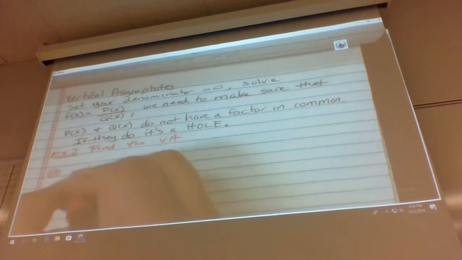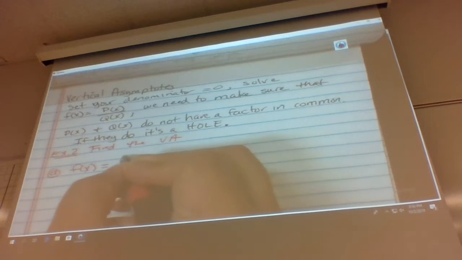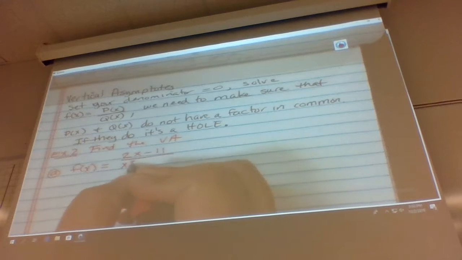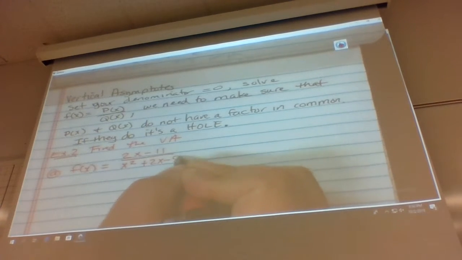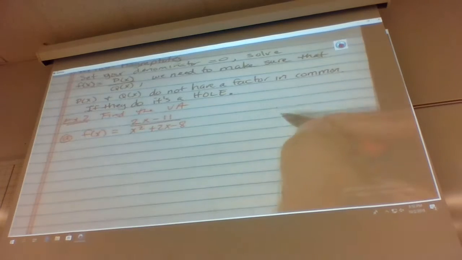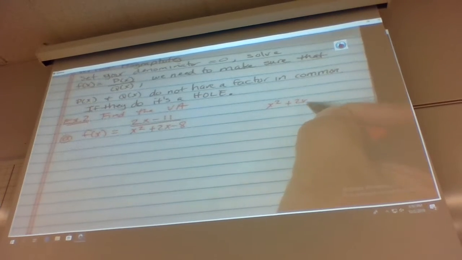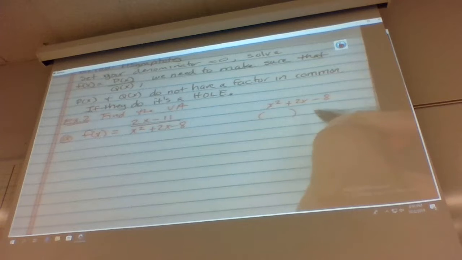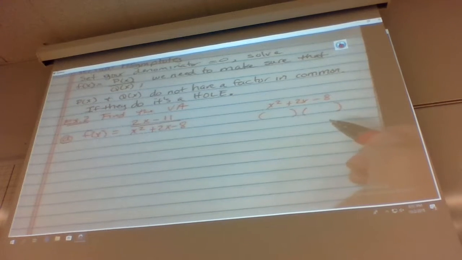So you ask yourself, can I factor my numerator? Is there anything that you can factor out? No. If it's already 2x minus 11, nothing's in common, so it stays. But your denominator, I have x squared plus 2x minus 8. What two numbers multiply to a negative 8 and add up to a positive 2? 4 and 2. Who's positive, who's negative? The positive 4 and the negative 2, because I needed to add up to a positive 2. Okay, hold on one second, sorry.